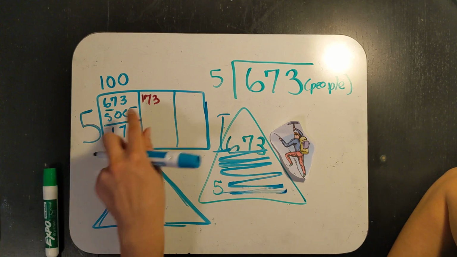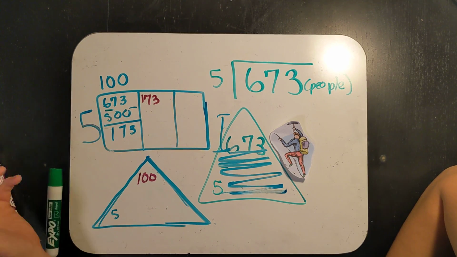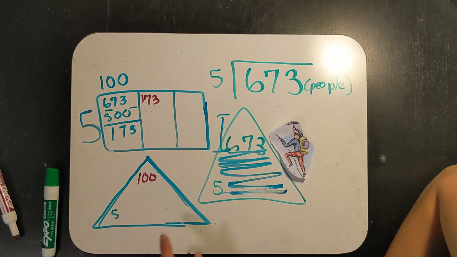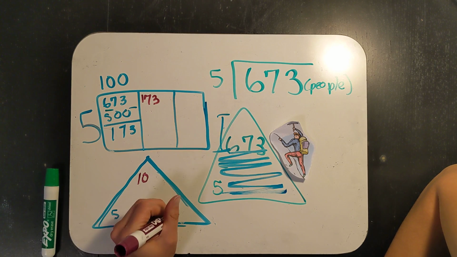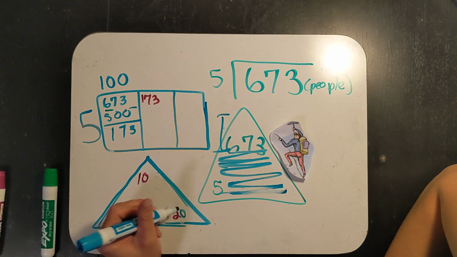I'm going to take 100. Just working with 100 here, and say 5 times what equals 100. If you know this by memory, put it in there. If you don't, take away the 0. 5 times what is 10? 2. Put the 0 back in, because getting to 10 doesn't do much, but 5 times 20 is 100.